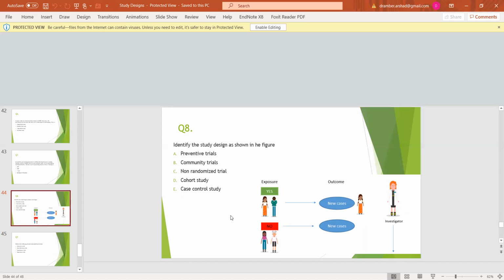Identify the study design as shown in the figure.